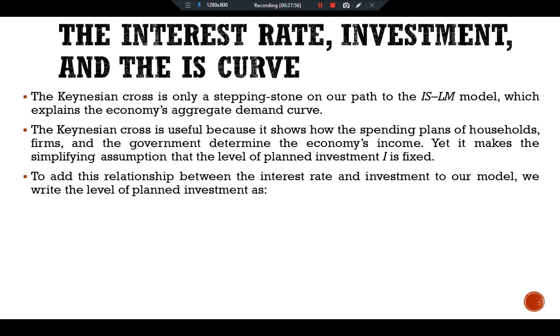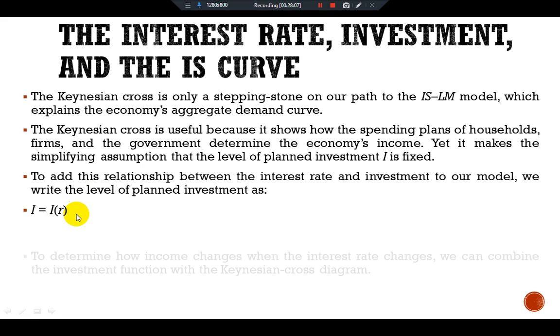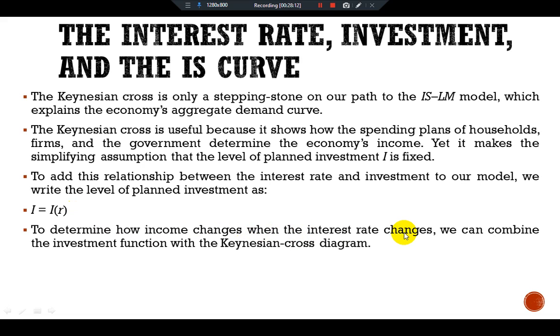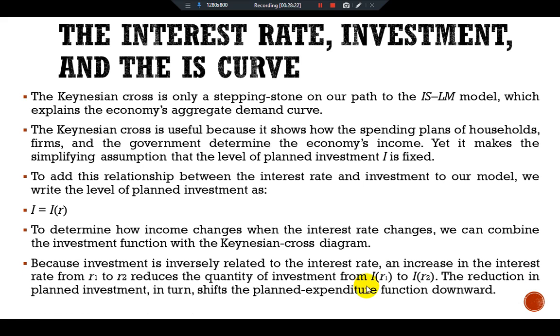To add the relationship between the interest rate and investment to our model, we write the level of planned investment as I equals I(r). To determine how income changes when the interest rate changes, we can combine the investment function with the Keynesian cross diagram, because investment is inversely related to the interest rate. An increase in the interest rate from R1 to R2 reduces investment from I(R1) to I(R2). The reduction in planned investment in turn shifts the planned expenditure function downward. So let's see a graphical presentation for that.